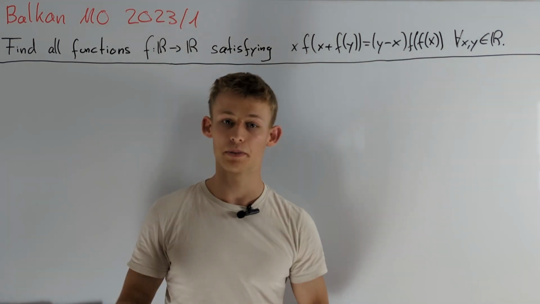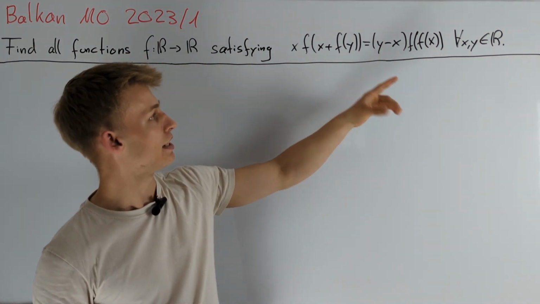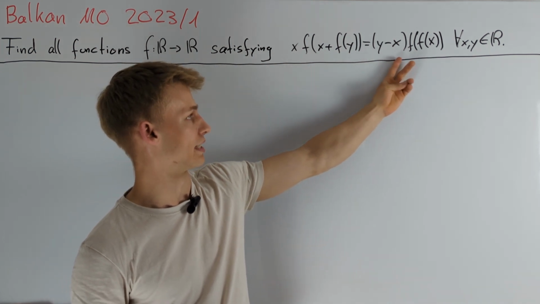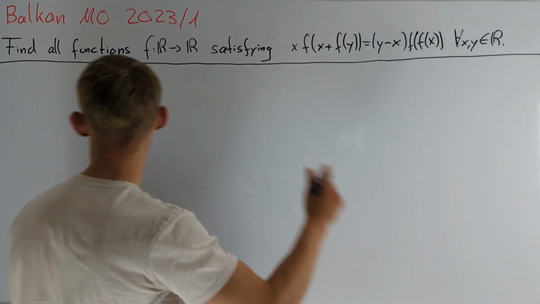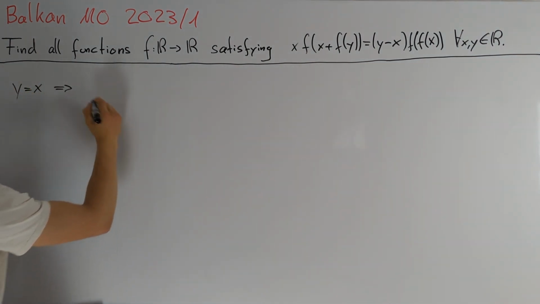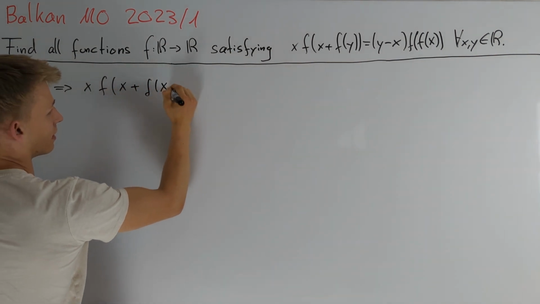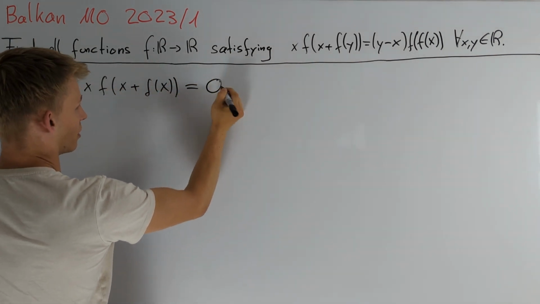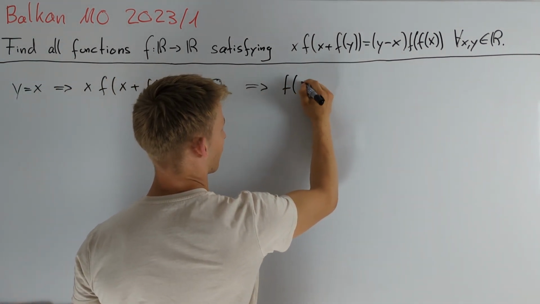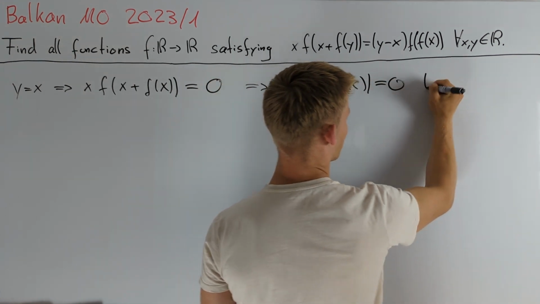x and y. A promising idea for this problem is to plug in y equals x, because then our first factor on the right hand side is equal to 0 and therefore our whole right hand side is equal to 0. So let's do this. We want y equals x, and this gives us that x times f of x plus f of x is equal to 0. For x not equal to 0, this directly tells us that f of x plus f of x is equal to 0.